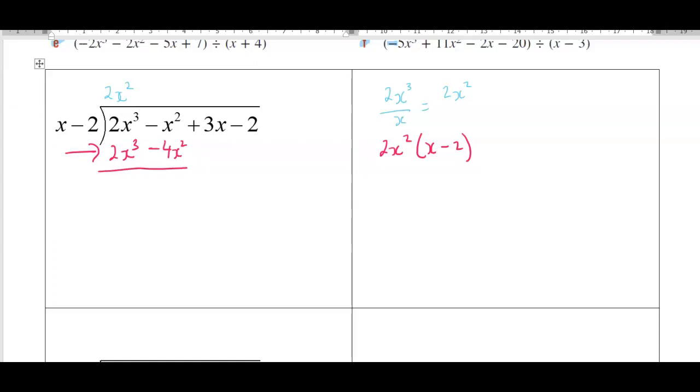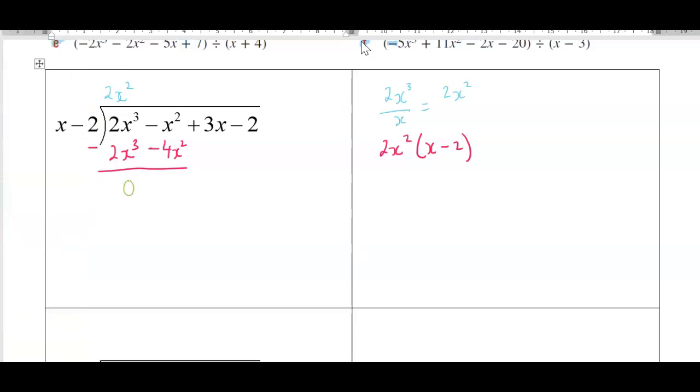So what we're doing in long division is we then subtract. The reason we're multiplying is so we can do 2x cubed minus 2x cubed is 0. Let me get a different color now.